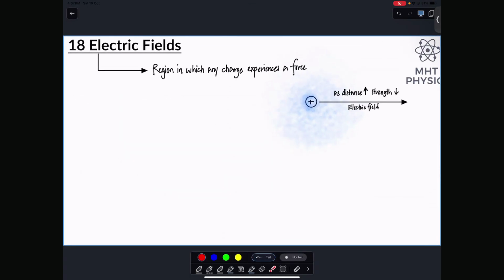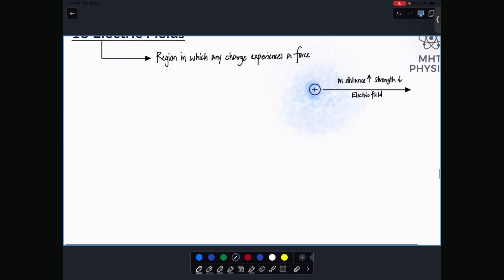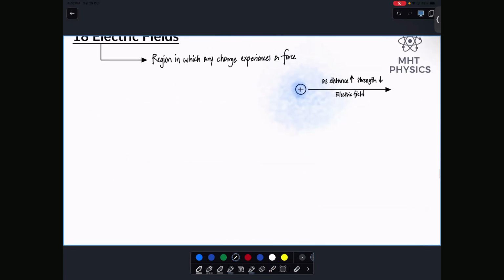But how do you visualize this? We have already done this. The first part of the chapter will take very little time because it's very similar to gravitational field. How do you represent a field? Yes, field lines. So you draw field lines. We now need to learn how to draw the electric field pattern, or electric field lines.